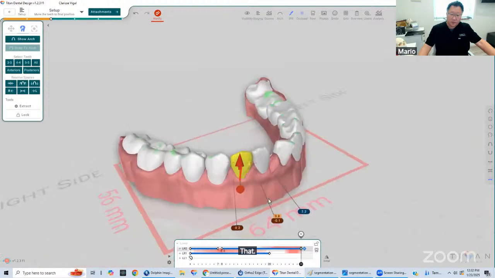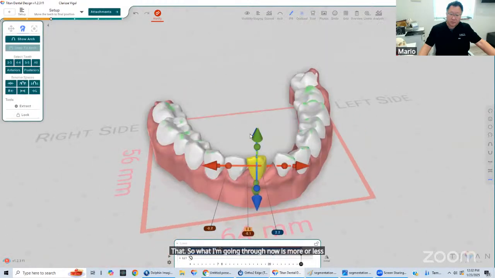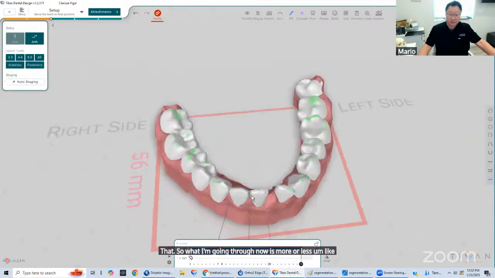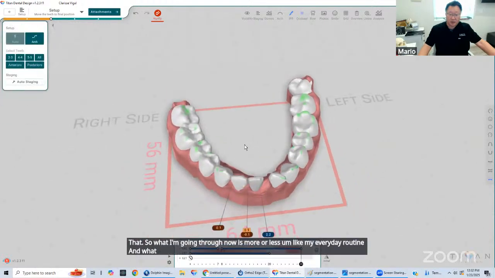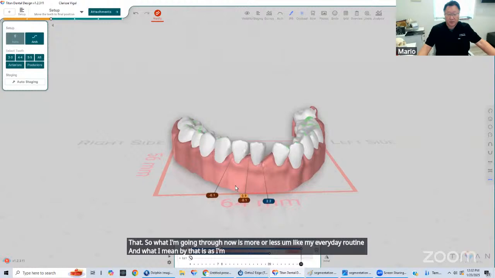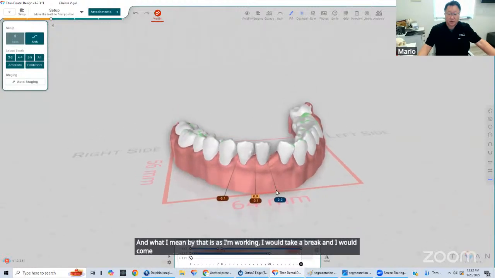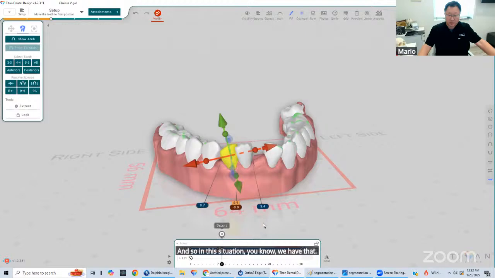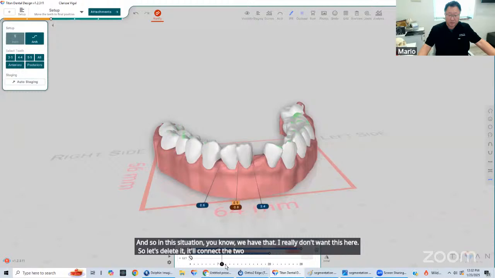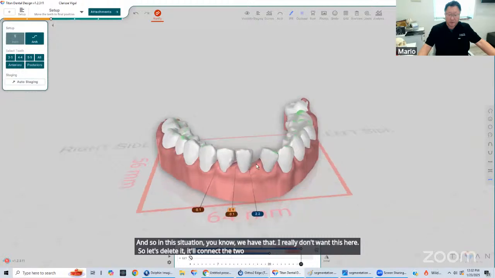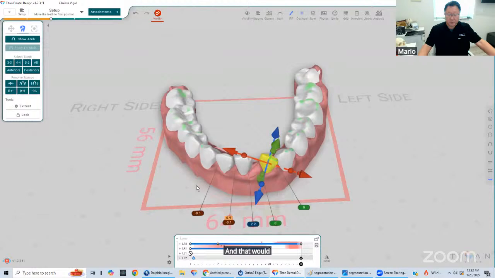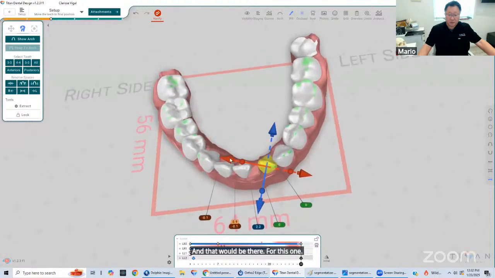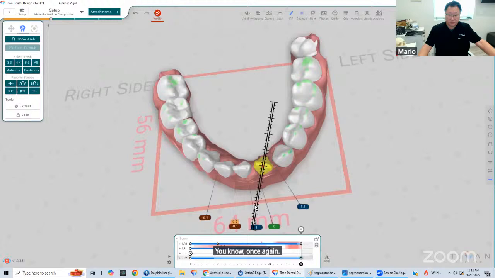So what I'm going through now is more or less my everyday routine. What I mean by that is as I'm working, I would take a break and come back and work on a patient's case. So in this situation, we have that. I really don't want this here. So if I delete it, it'll connect the two. And for this one, once again, I would want some sort of a linear movement.